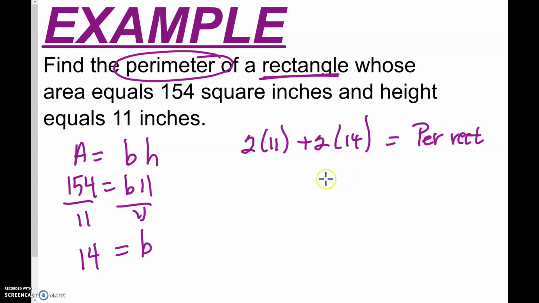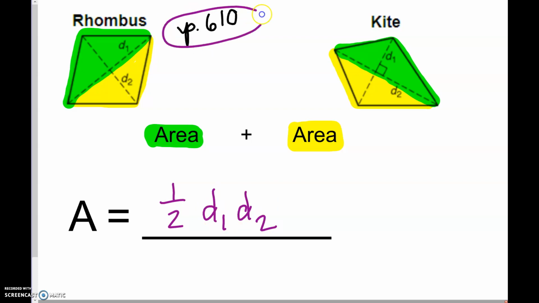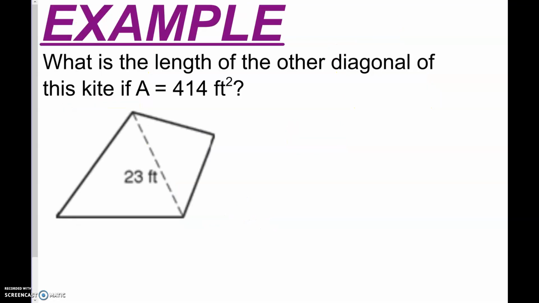And if I did my math right, it comes out to be 50 inches. So make sure you're putting your labels on here so I know you know the difference between 1 dimension or 2 dimensions. Okay, I just went through that and told you that this formula is going to be 1/2 diagonal 1 times diagonal 2. You can certainly look at page 610 for a clear explanation as to where that formula comes from.